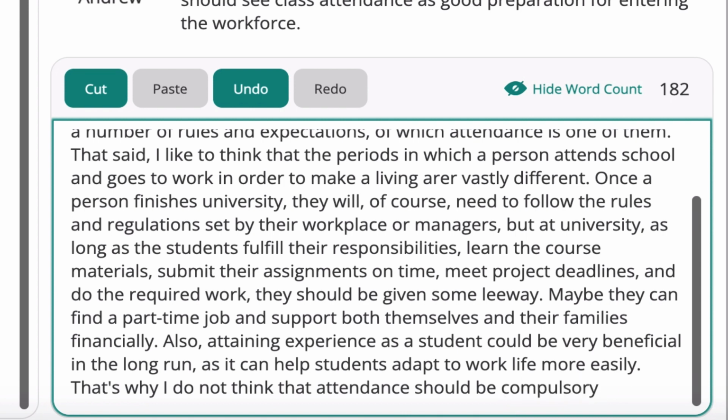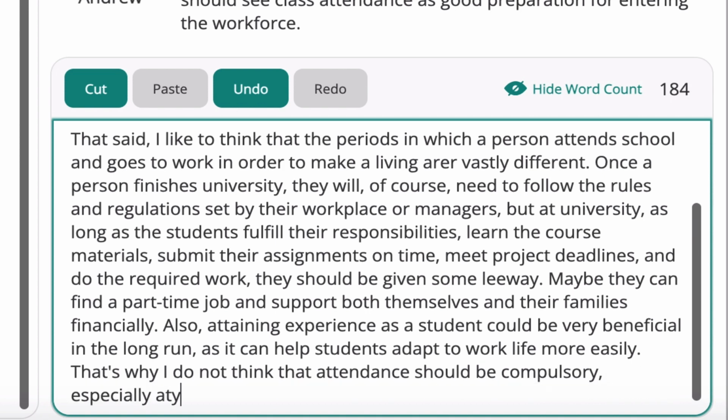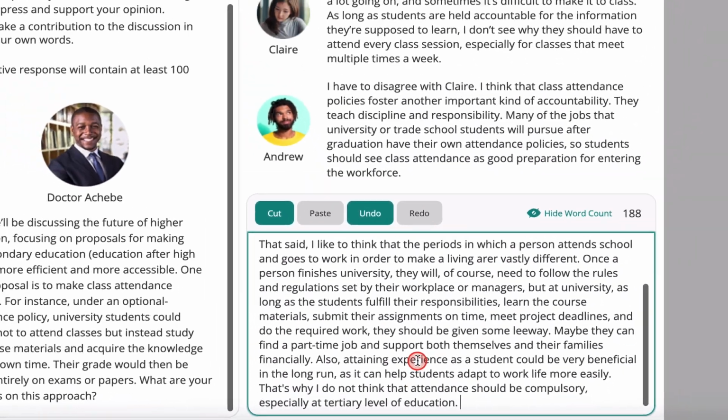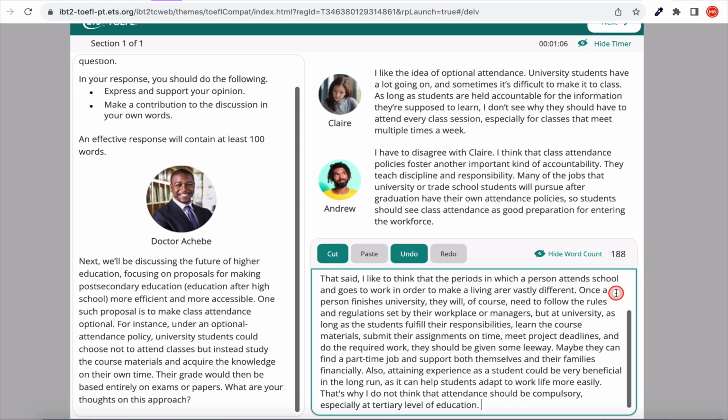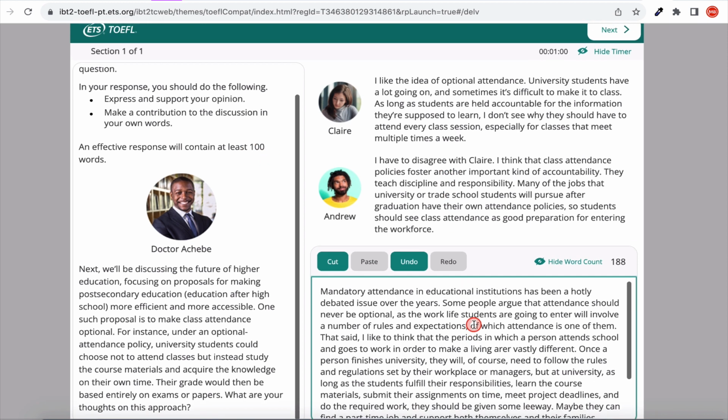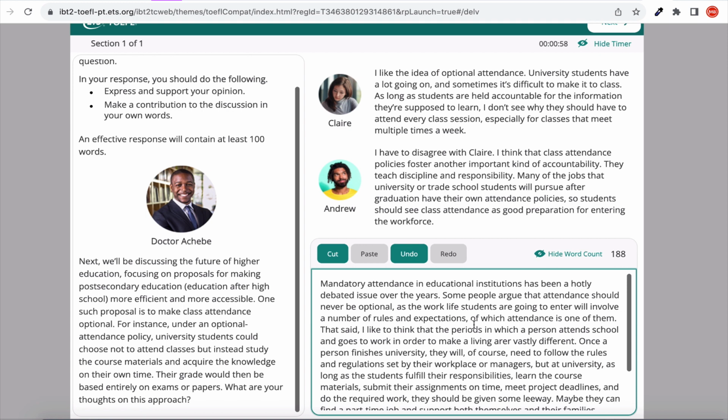Okay, I'm using another word to show them that I know different words for the same idea, especially at tertiary level of education. Tertiary level is the higher form of education. Remember, this is talking about higher education, so this is university level. So I have 188 words. They said write at least 100 words, and my idea, my view is that we should write at least 150, if not more.